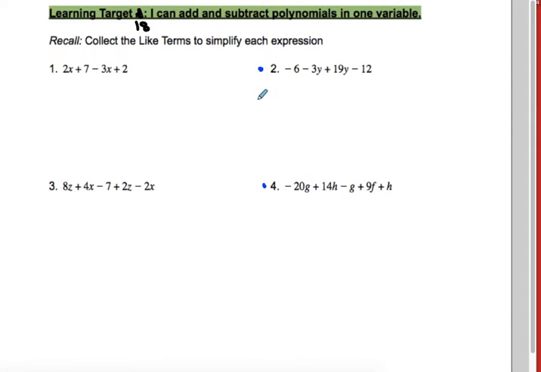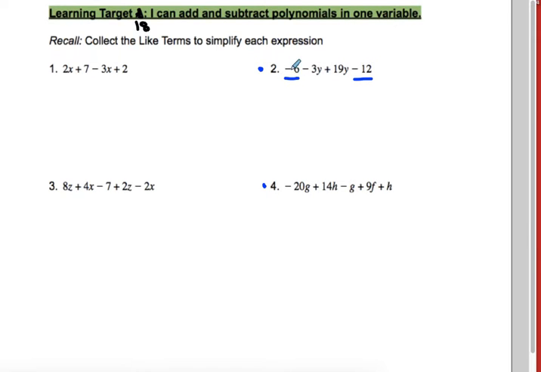So let's go through a couple of examples. I got the ones in blue that I want to do. So this should be in the next packet that you get. So our mission is to simplify each of these expressions. So number 2 here, we just got negative 6 minus 3y plus 19 minus 12. So this guy, negative 6, and this guy, negative 12, both are lacking a variable, so those guys would be like terms. So you can combine those together just by adding, or in this case, subtracting them straight up. Negative 6 minus 12.